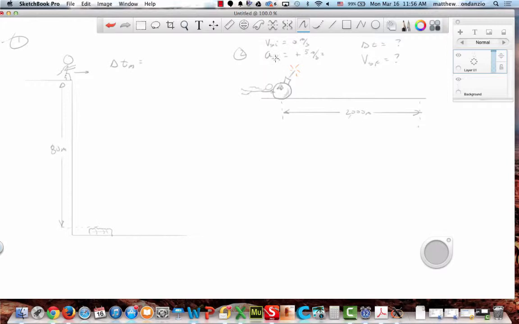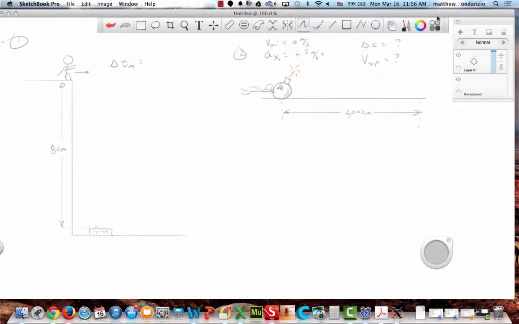Acceleration in the horizontal direction is 5 meters per second squared. What is the time it's going to take him to get to safety of 2,000 meters? And what's his final velocity? Because he's constantly accelerating horizontally at that rate, starting from 0. Initial velocity is 0.